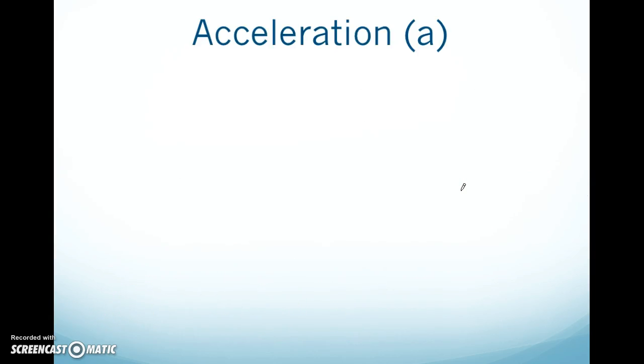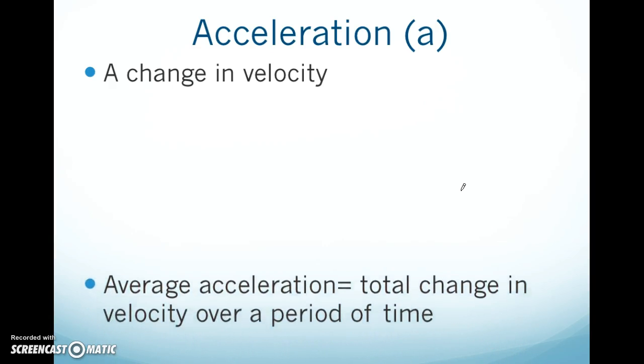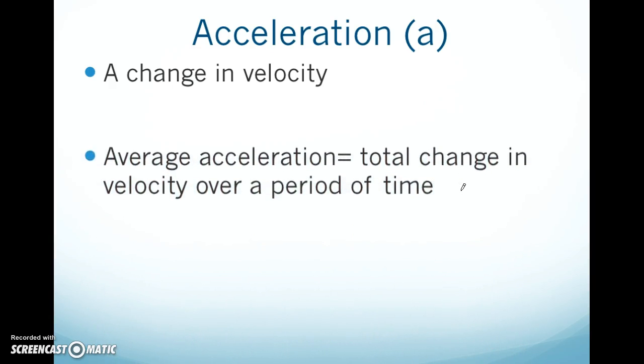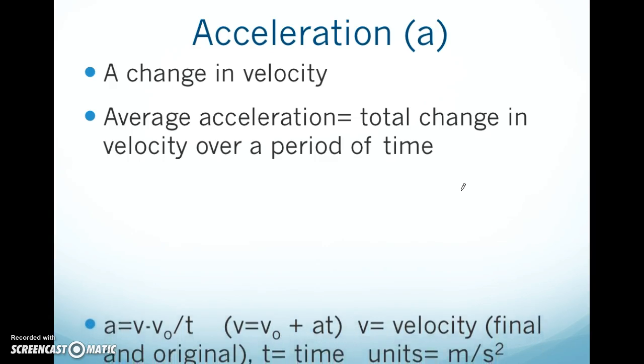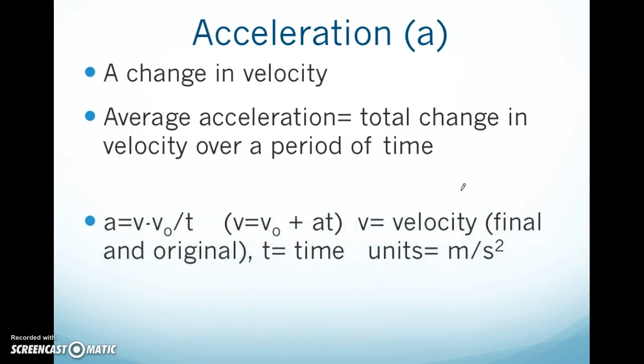All right, and the last topic we're going to talk about here, and then we'll finish the notes in class, is acceleration. The symbol for acceleration is a little a. It's a change in velocity. So if your velocity changes, then you are accelerating. Average acceleration is what we're going to be dealing with. It's just the total change in velocity over some period of time. And it's calculated this way.